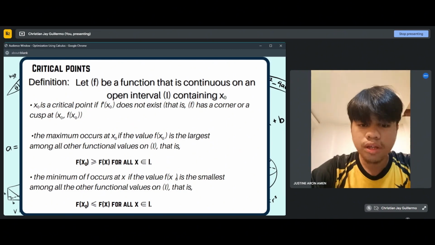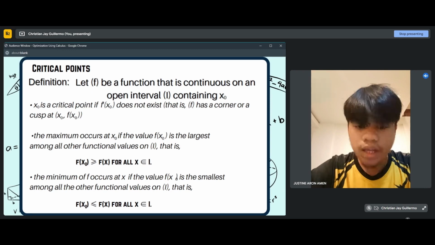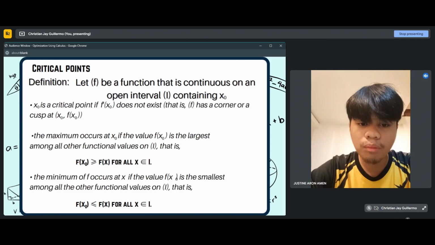The maximum occurs at x0 if the value f(x0) is the largest among all other functional values on I. That is, f(x0) is greater than f(x) for all x in I. The minimum of f occurs at x0 if the value f(x0) is the smallest among all the other functional values on I. That is, f(x0) is less than f(x) for all x in I.